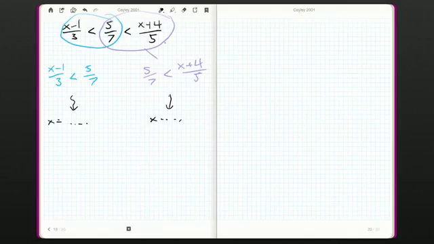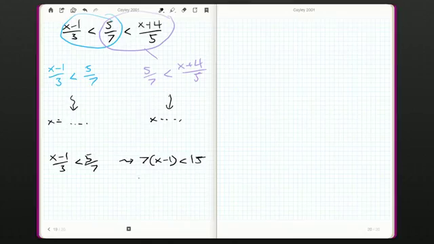Okay, so we'll take the first one: (x minus 1) over 3 less than 5 over 7. I'm not a big fan of fractions, so I'm going to multiply by 3 times 7, the bases, to get rid of them. So I'm going to multiply by 21 on both sides. So that'll give me 7 times (x minus 1) less than 15.